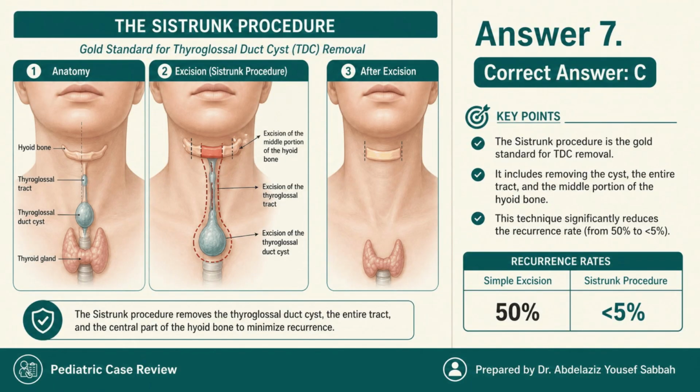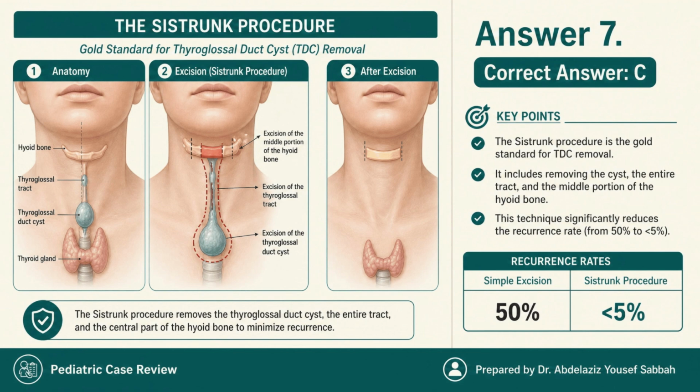The Sistrunk procedure, described by Walter Sistrunk in 1920, remains the gold standard surgical treatment for thyroglossal duct cysts. It involves en bloc removal of 3 components: the cyst itself, the entire thyroglossal tract extending up to the foramen cecum at the base of the tongue, and crucially, the central portion of the hyoid bone through which the tract passes. The reason for removing the central hyoid is that the embryologic tract loops around the hyoid bone, and any remnant tissue left behind is the primary source of recurrence.